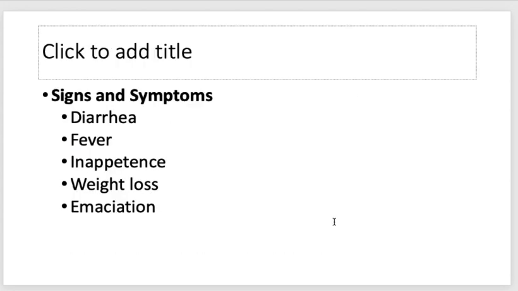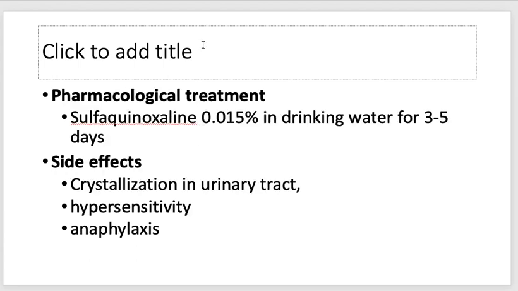Signs and symptoms include diarrhea, fever, inappetence, weight loss, and emaciation. Emaciation means losing a large amount of body mass, becoming thin or being thin. That is emaciation. That's the meaning of emaciation, which is associated with weight loss, inappetence, fever, and diarrhea.